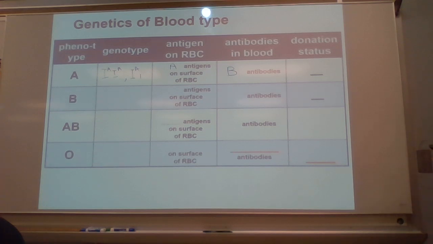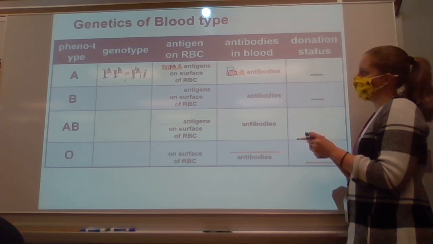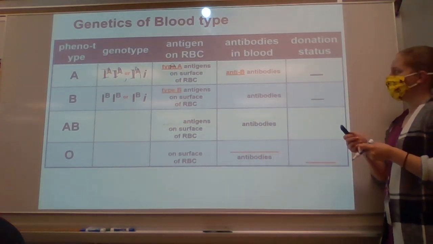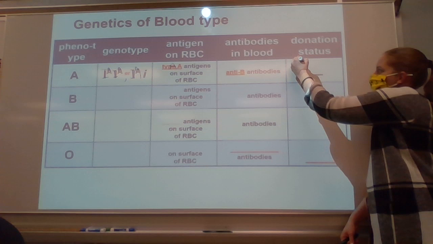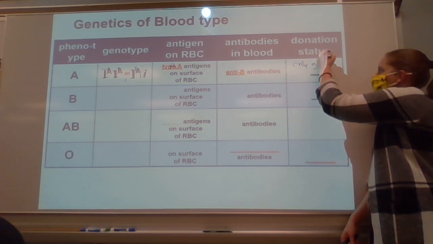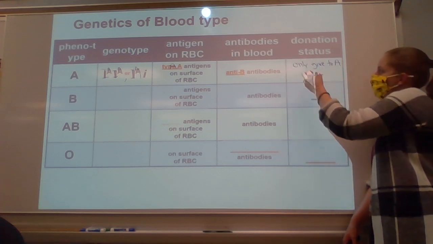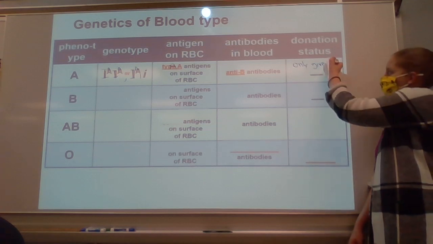So if you have A-type blood that you're going to donate, what other blood types do you think could take it? Okay, yeah. So sorry, I should say anti-B antibodies. So you can only give to individuals that have type A blood or type AB, actually.